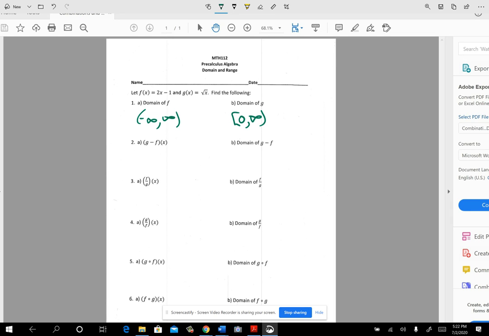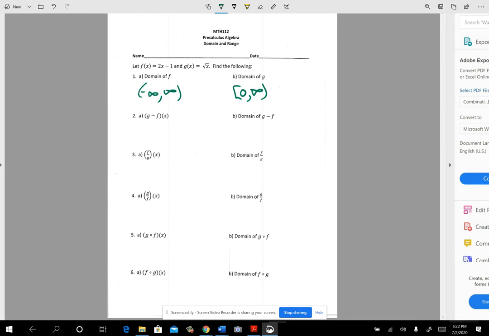Okay. Now I'm being asked on 2, on 3, and on 4, I'm looking at combinations of functions. So if I'm trying to do G minus F, that kind of thing, part A is asking me for the actual rule. Part B is asking me for what the domain would be, okay? So G minus F of X would just be G of X minus F of X. Make sure you pay attention to the order there. So that would just equal the square root of X minus the 2X minus 1, all right? And that minus in front of that parenthesis would have to get distributed. So I'd wind up with square root of x minus 2x plus 1.